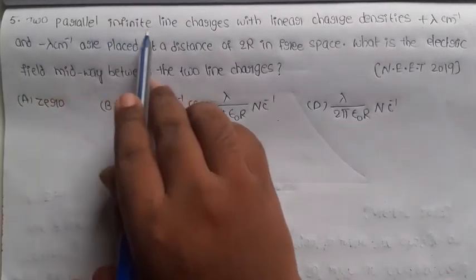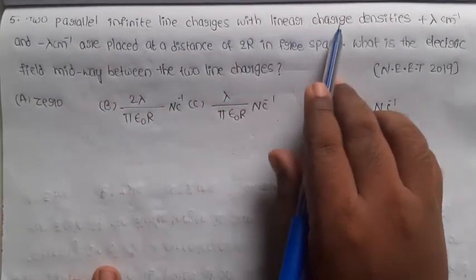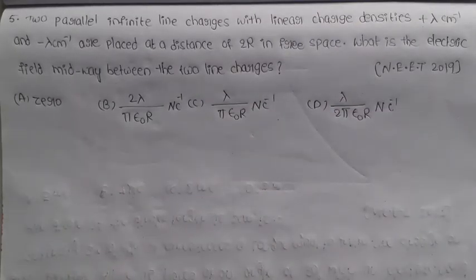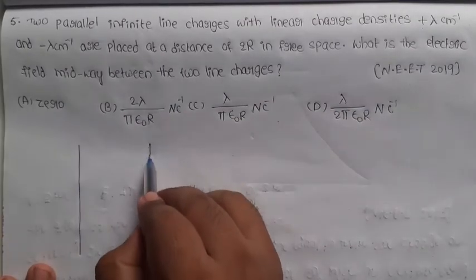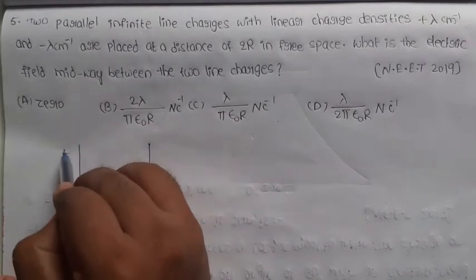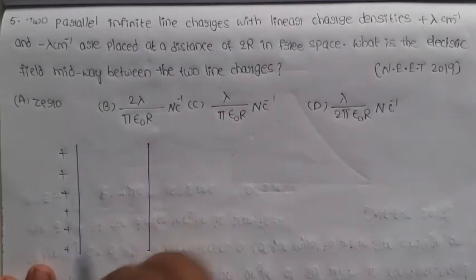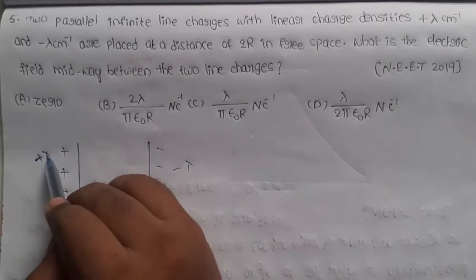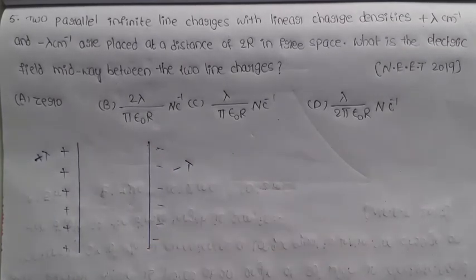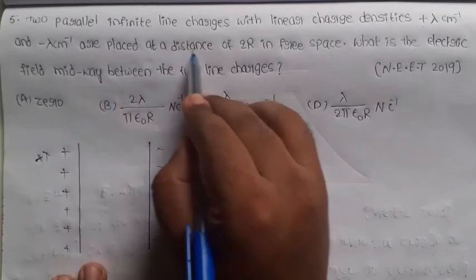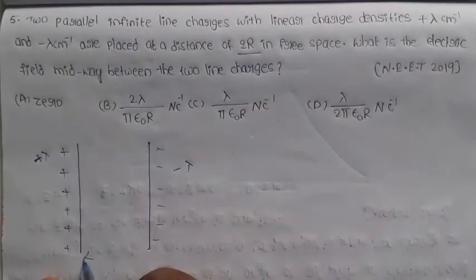Two parallel infinite line charges with linear charge density. Here are two infinite line charges like this. This is one line, this is the second line. Both are parallel. One is positive, the next one is negative. The positive line has plus lambda and the negative line has minus lambda densities, placed at a distance of 2r. So the distance between the two lines is 2r.